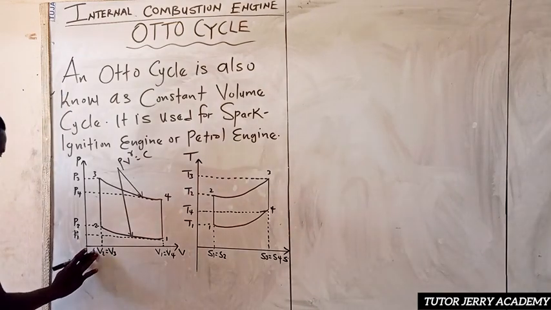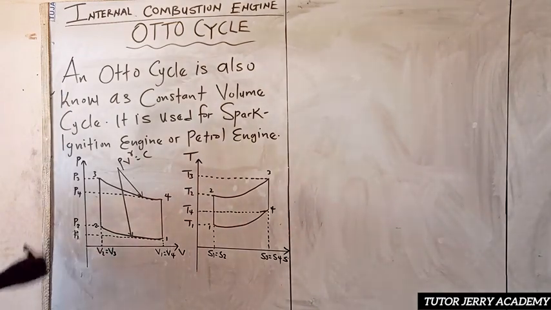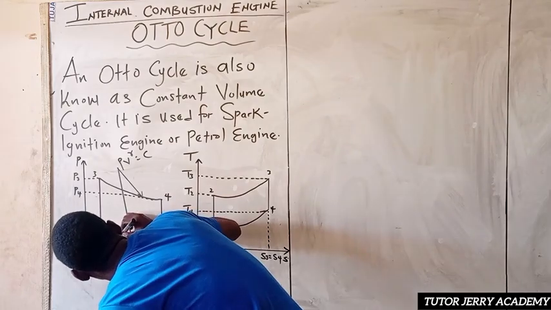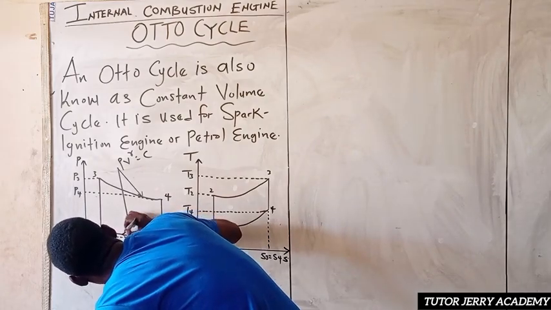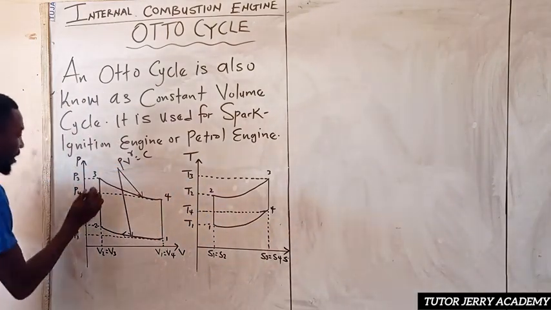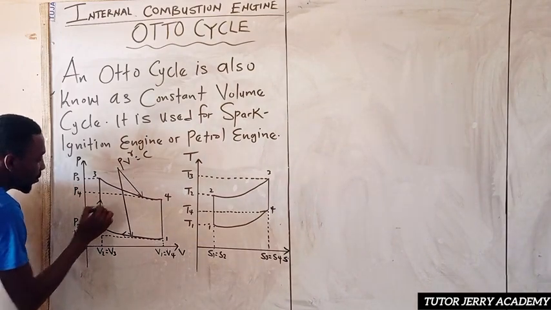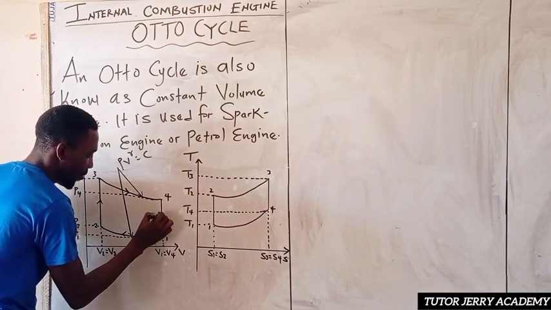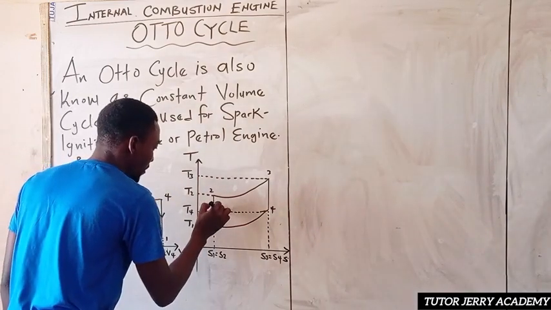Now, next thing we have here is this. You need to put your arrow showing from 1 to 2. Moving from 1 to 2 is cyclic, moving from 2 to 3, from 3 to 4, then from 4 to 1. Similarly with this.